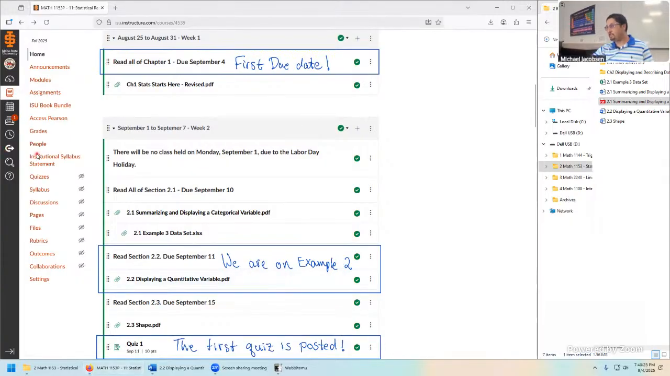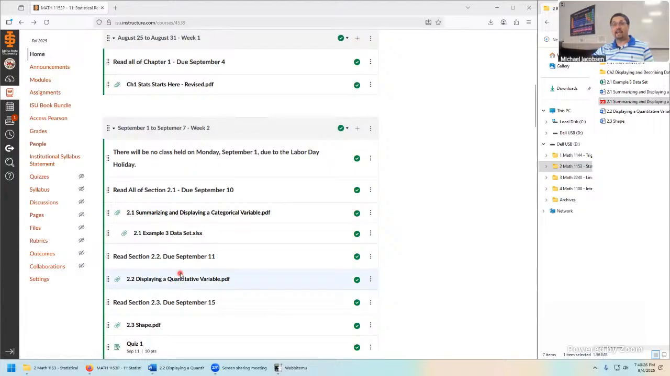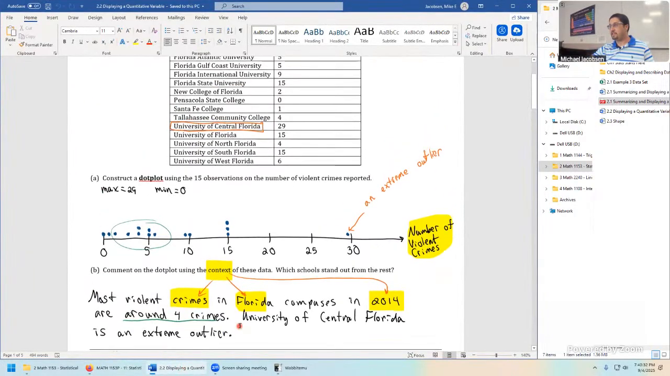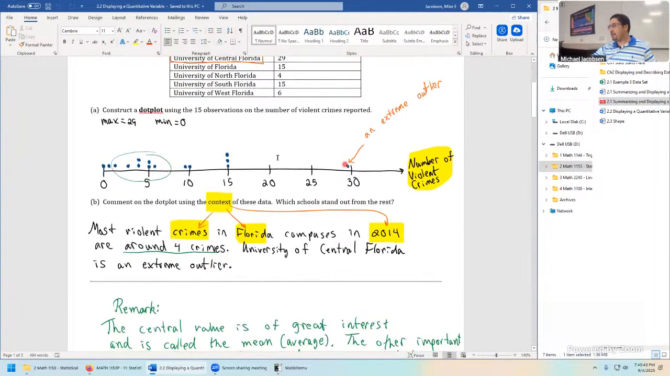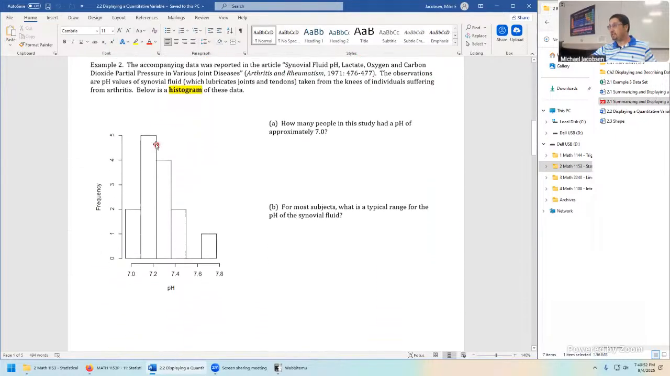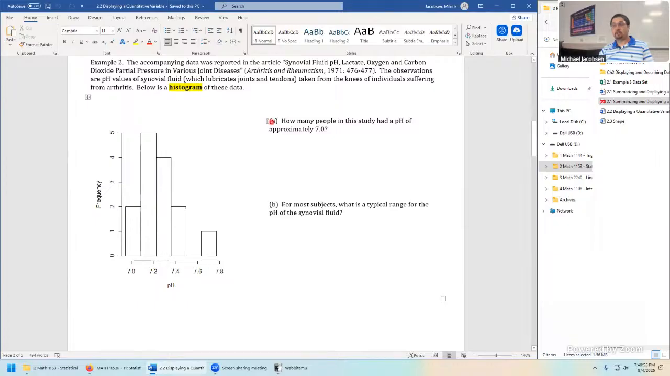So we are in section 2.2. We're handling quantitative data now this time. We left off on, well, we finished off this problem right here. Our whole job was to take a bunch of information about number of crimes reported, and just visualize what's going on with the data. We mentioned the extreme outliers, the centralized value where everything seems to be aggregating or accumulating.